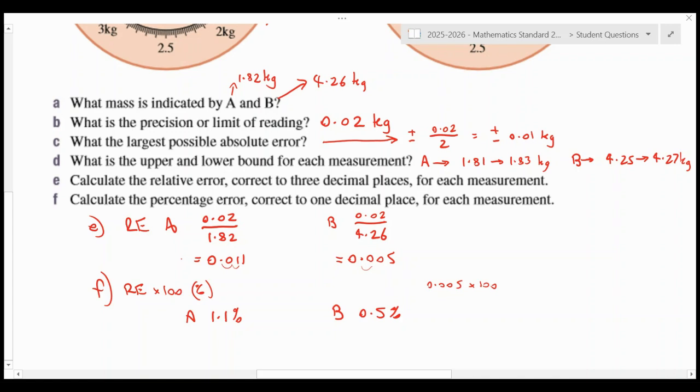And that's it. So it's exactly the same as question 1, just the dial was a bit more finicky, a bit closer, it was a bit harder to read. And from that, you can actually see why we get these absolute errors and why we have a precision or a limit of reading. Hope that helped.